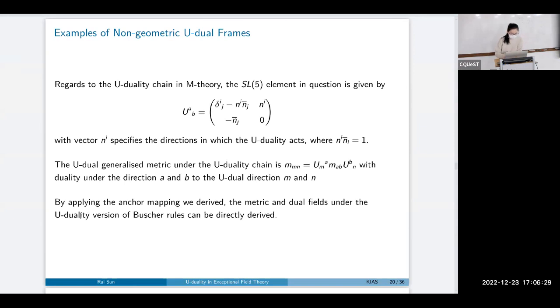So it's kind of a U-duality version of the Buscher rule. The original Buscher rule is only for T-duality. But if we use this, then what is produced goes beyond the Buscher rule, with the U-duality.